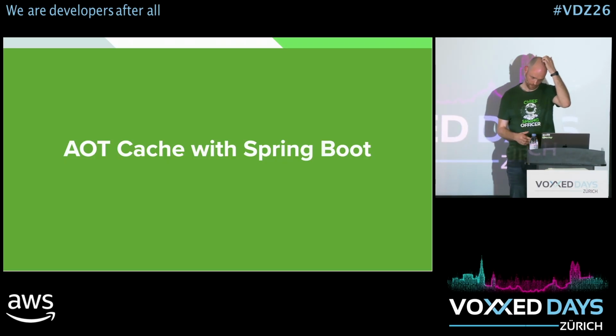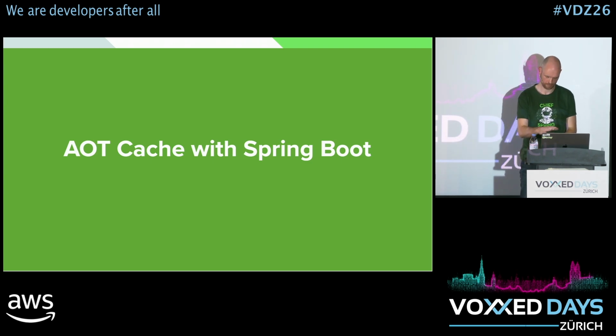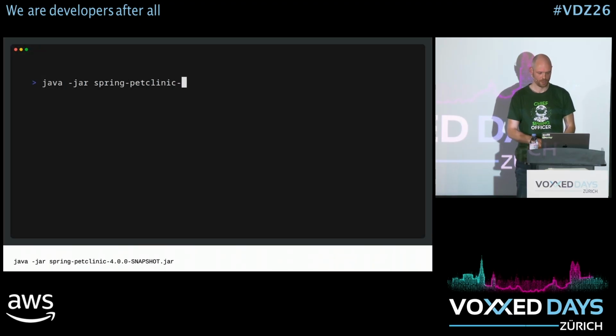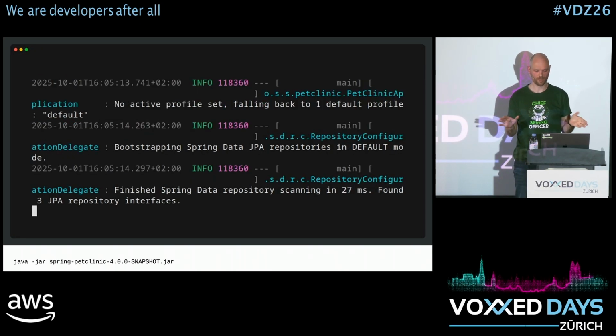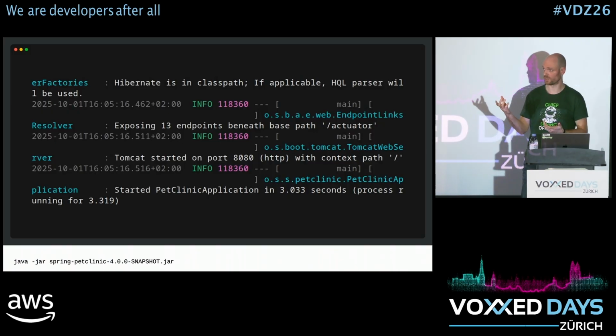Okay. Now let's talk about AOT cache with Spring Boot. No more JEPs. Let's get real here. First, we start our pet clinic. This is the stock standard pet clinic we always use for benchmarking. This has no AOT cache enabled, and we start in 3 seconds. Okay, this is our baseline. This is done on my machine, and it may differ on your machine, but just to get a feel for the numbers, we started in 3 seconds.